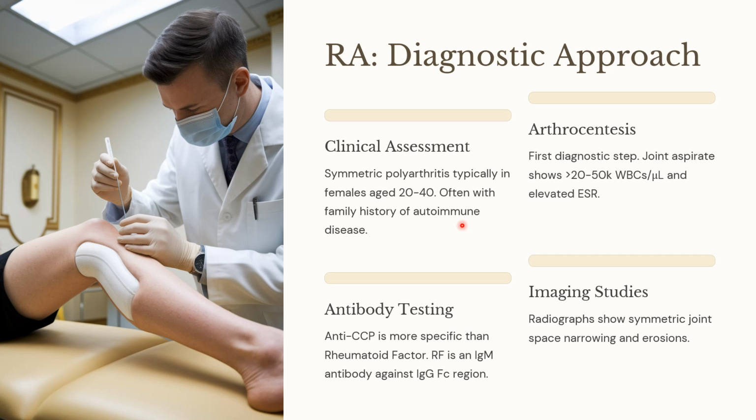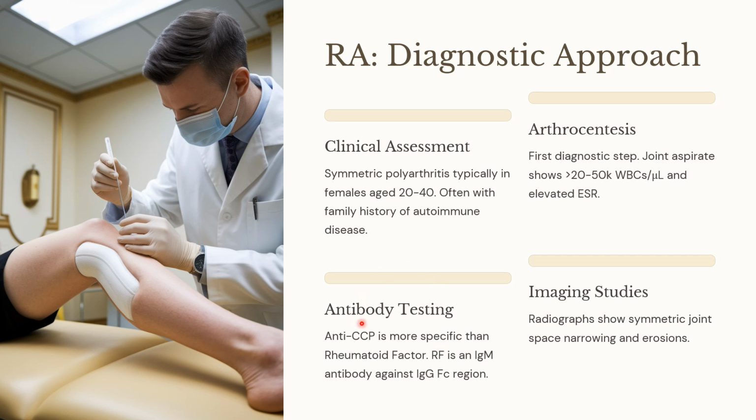The second one is, how do you diagnose? There are two ways to diagnose and confirm rheumatoid arthritis. One way is arthrocentesis. That is, you need to do a joint aspirate, and since this is an inflammatory disease, it shows elevated WBC levels, and there is also an elevated ESR. The other way is antibody testing, where you can check for rheumatoid factor as well as anti-CCP. Here you should know that anti-CCP is more specific to rheumatoid arthritis than rheumatoid factor.